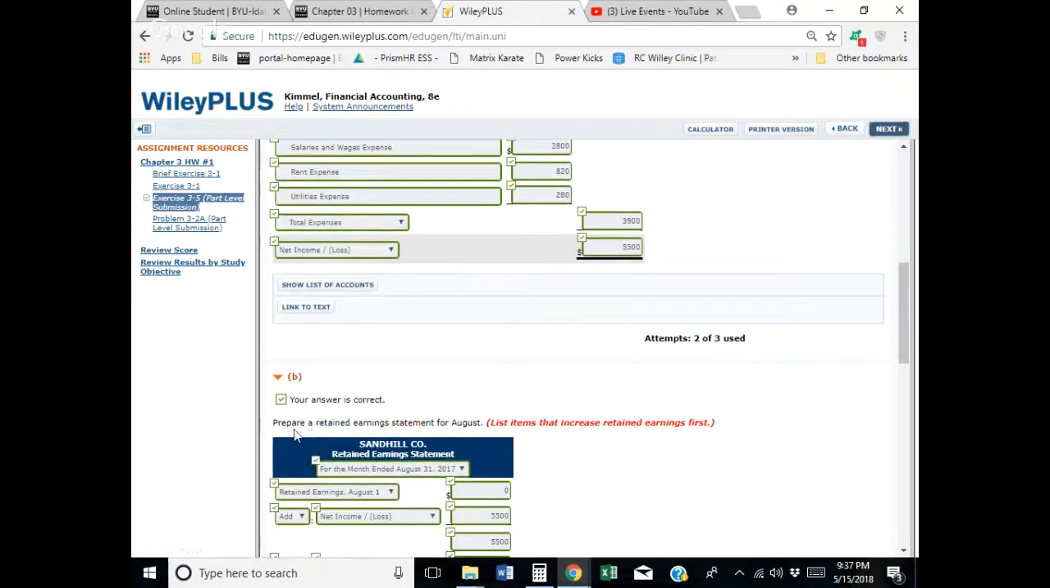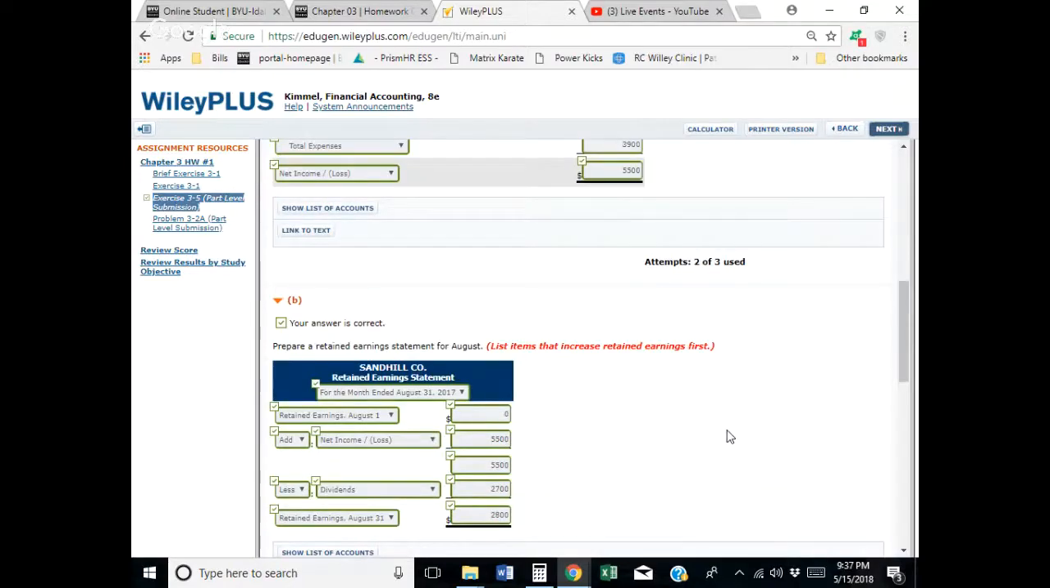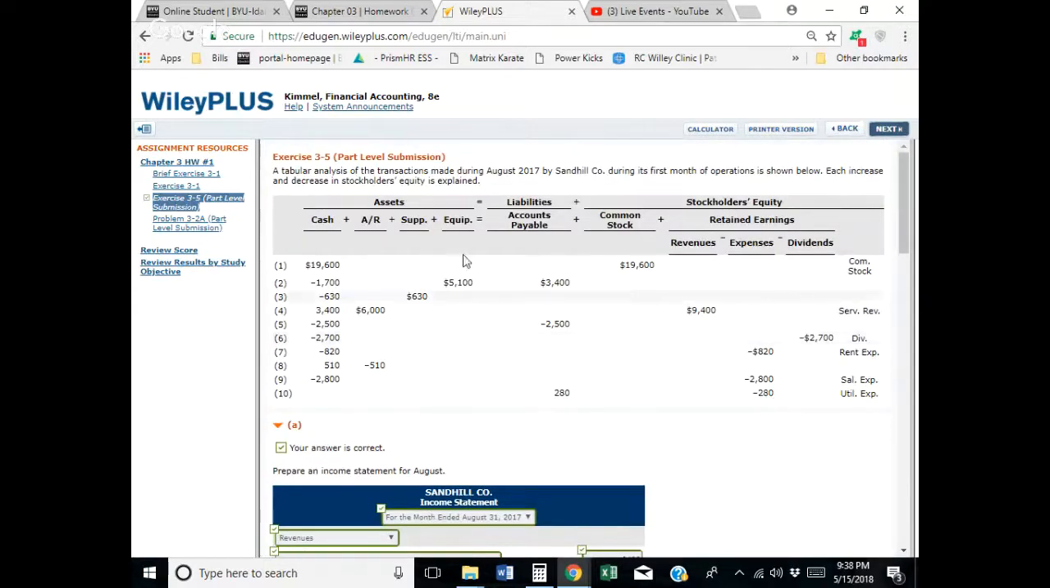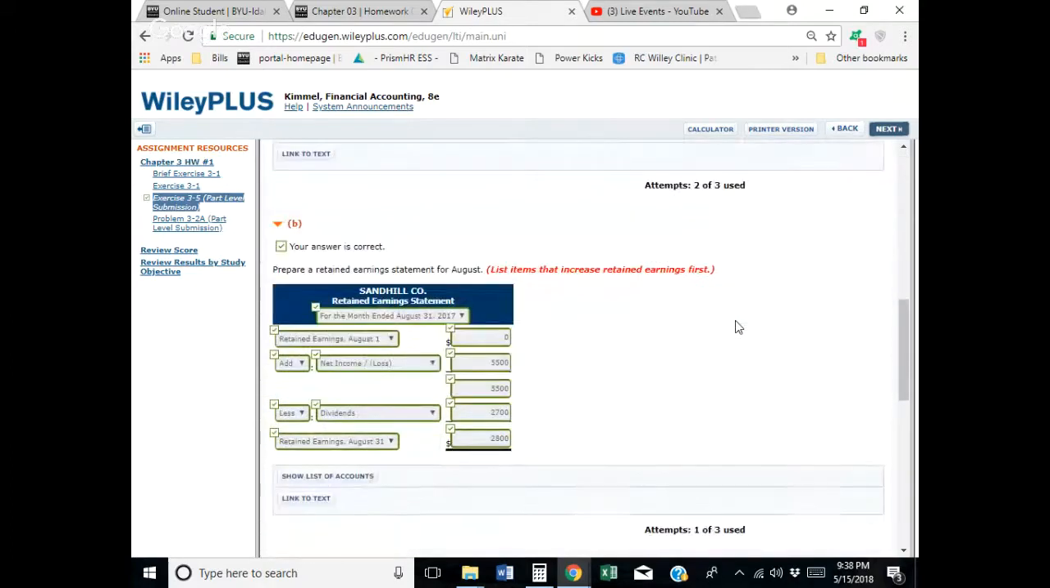Part B is prepare a retained earnings statement for August. List items that increase retained earnings first. So again, the retained earnings statement is for the month ended August 31st, 2017. This arrow brings up the drop-down menu. We're seeing retained earnings August 1st. Remember, it's the first month of operations, so that means the retained earnings is $0.